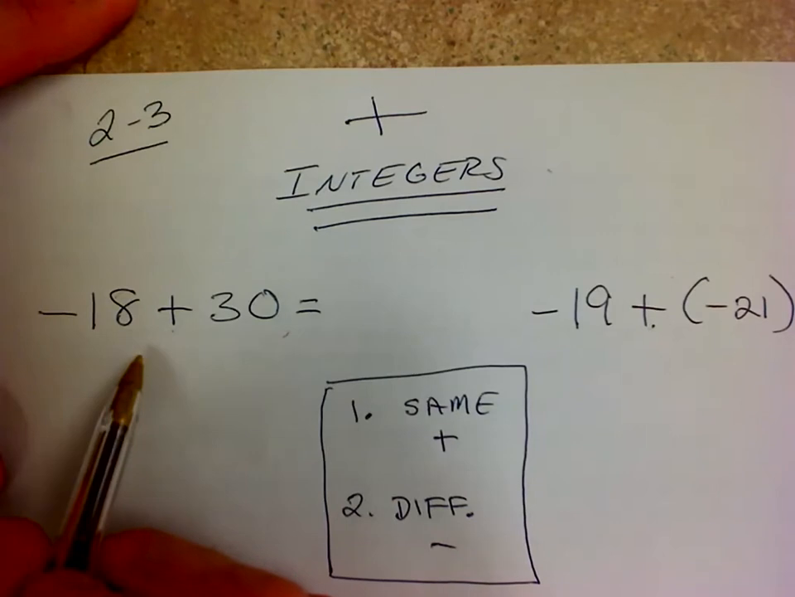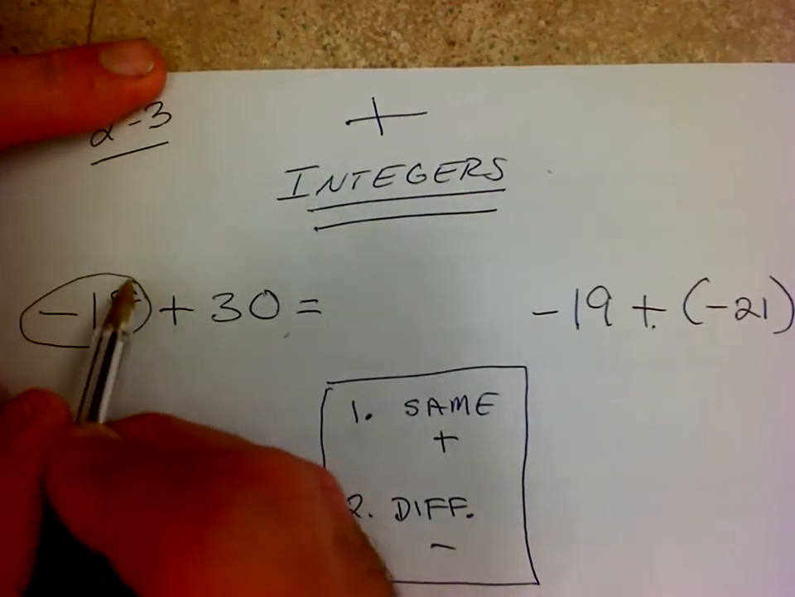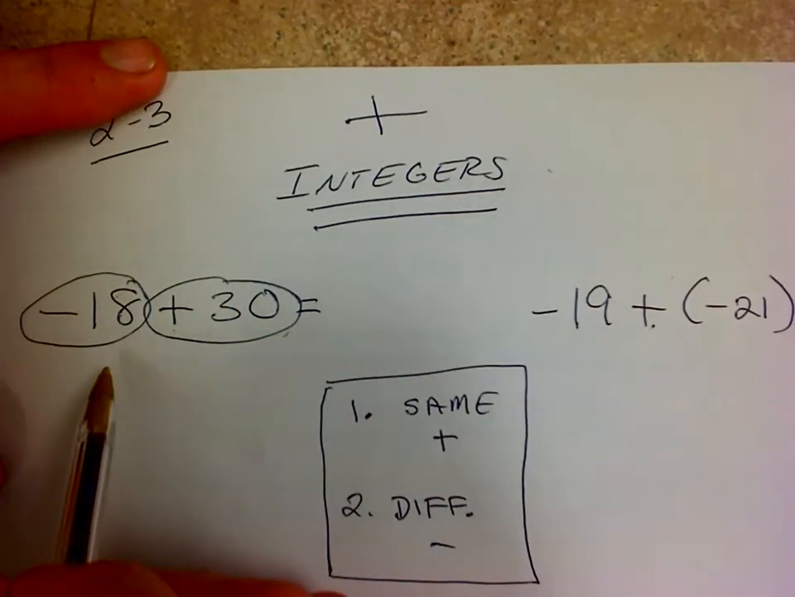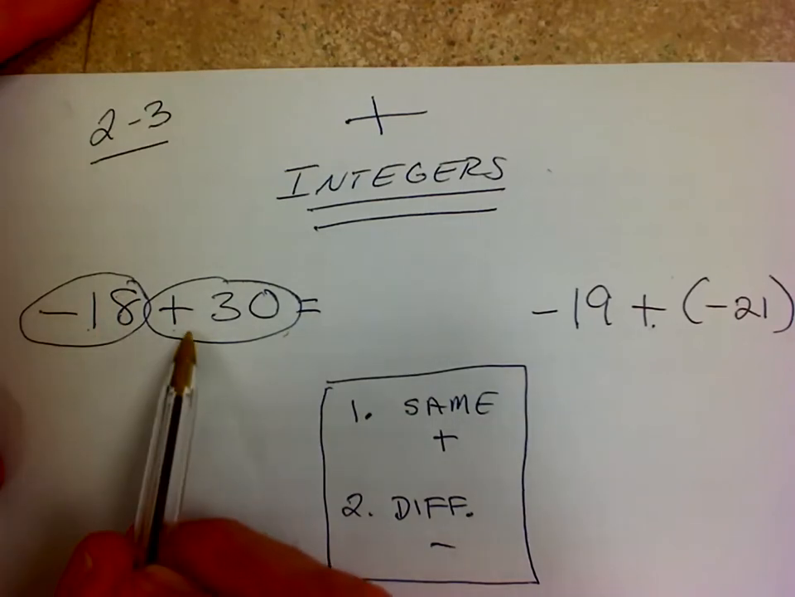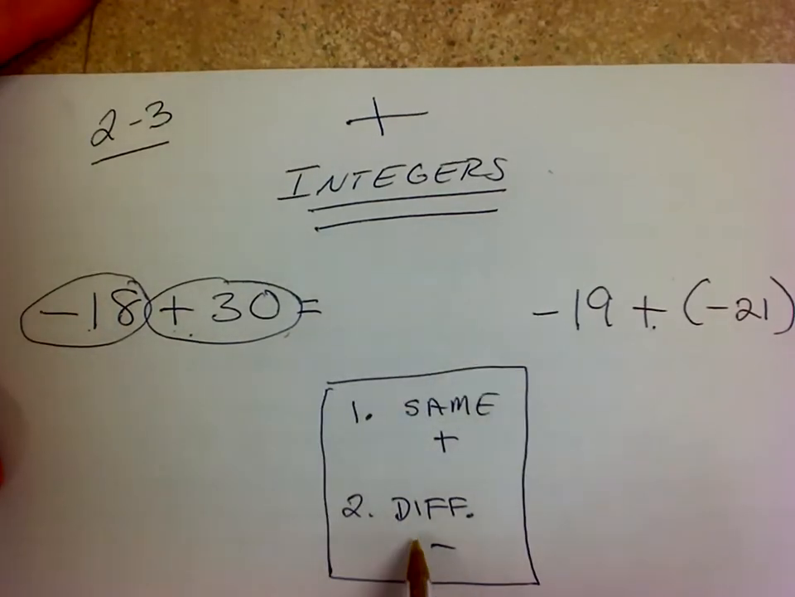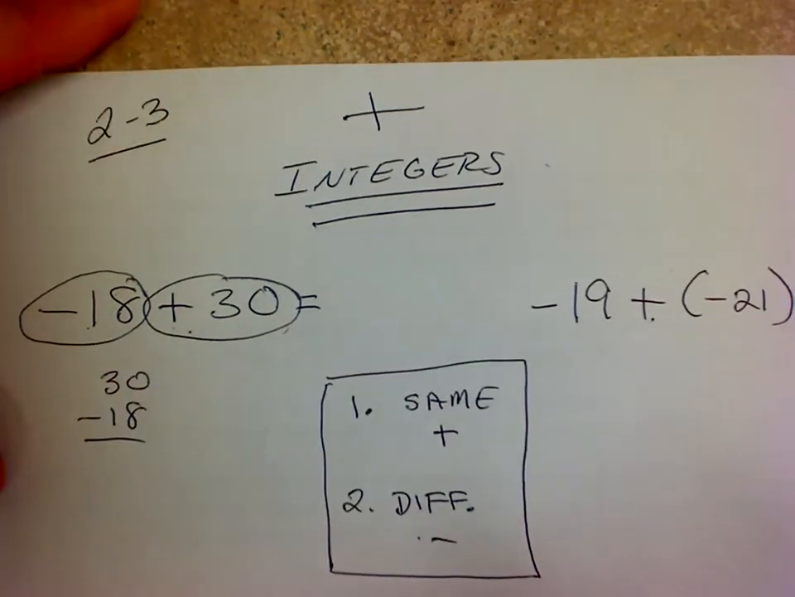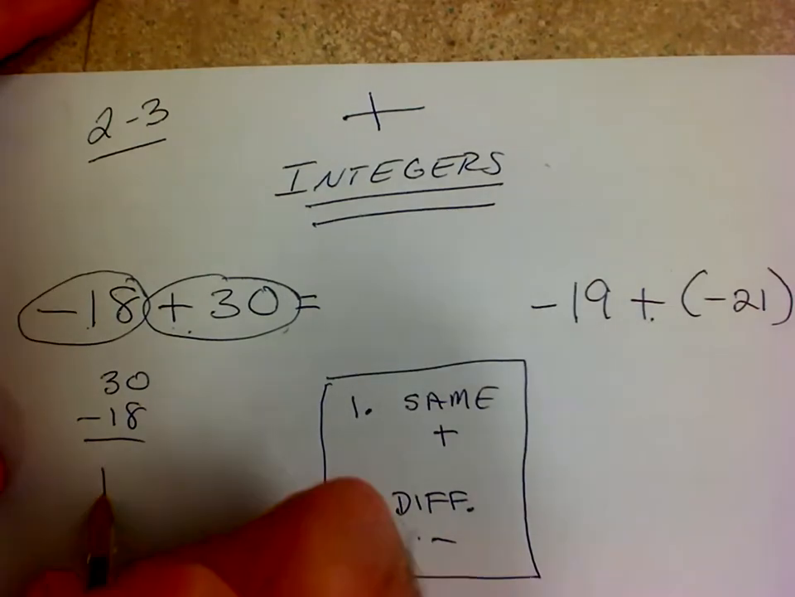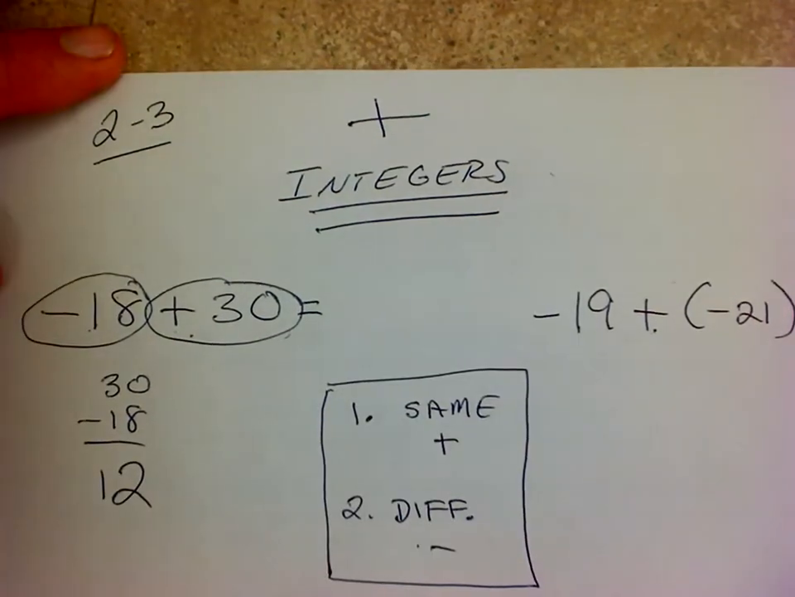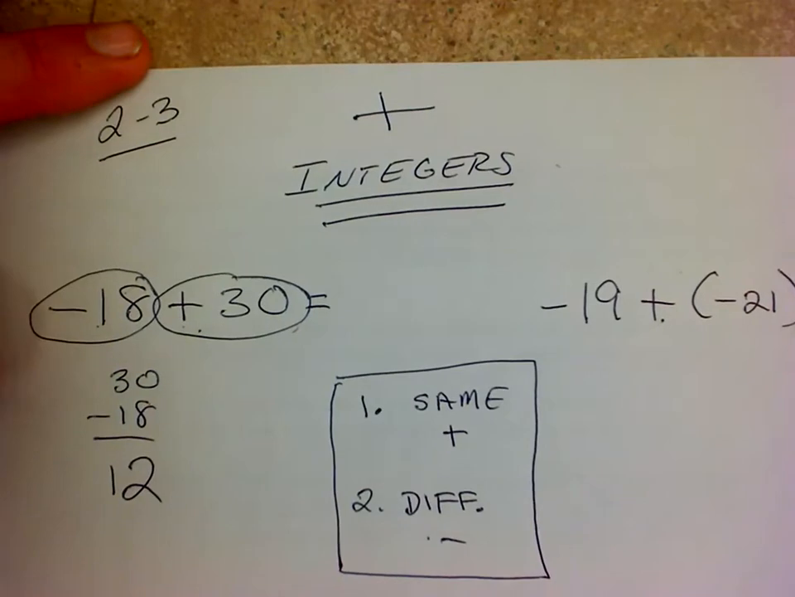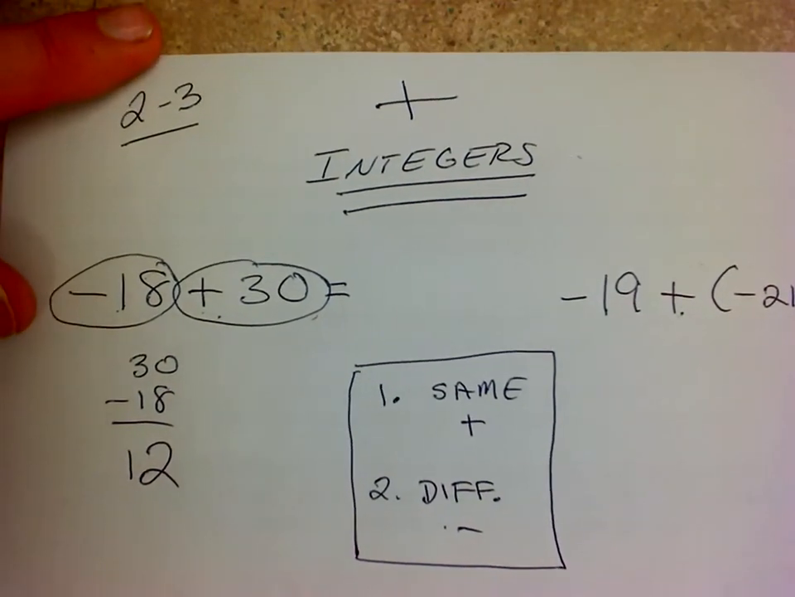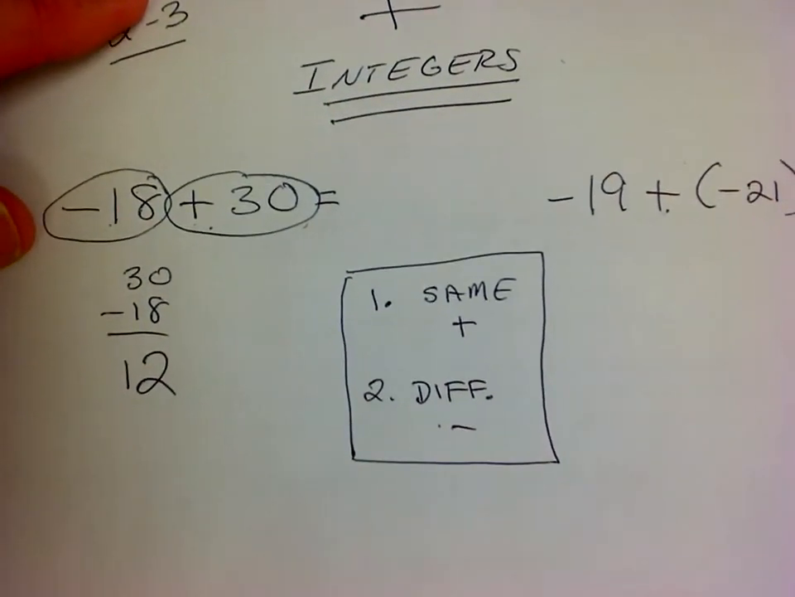All right, so if we look at example number 1 over here, we have a negative 18 and a positive 30. Those signs are different, so this means that we want to subtract. And go back to elementary school here, just plain old 30 minus 18. That gives us a 12. Now keep in mind we're not quite done here because we have two 12s. We have positive 12, we have negative 12 that we need to worry about.